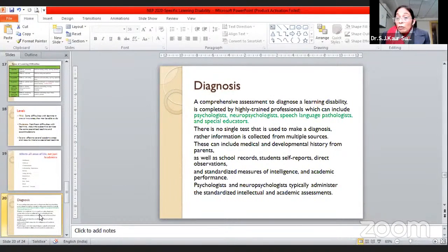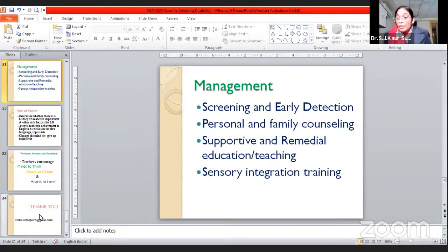We have to collect the information from different sources, from multiple resources, that is like medical and developmental history from parents, school records, student's self-report, direct observation of the child. Parents को भी करना है बहुत ध्यान से और teachers को भी करना है. And standardized measures, मतलब IQ test and academic achievement test. Psychologists and neuropsychologists typically administer these tests. Now, management. First is the screening.